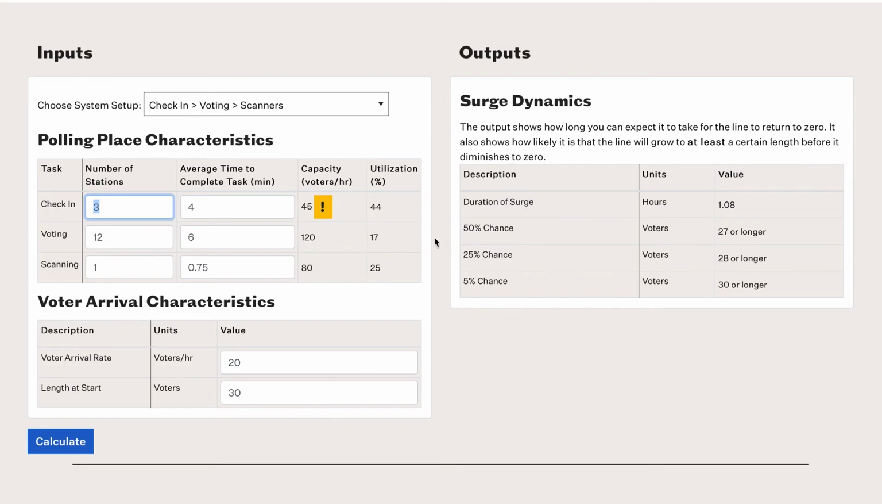But when this says that there's a 50% chance, it means that there's a less than 50% chance that the next number, i.e. 28 and longer, will happen. This is the discrete nature of the problem, so it's just something to keep in mind, especially when the numbers are tight together like this, with 27, 28, and 30 for the 50, 25, and 5% chances. If we click the voter arrival rate back up to 40 voters per hour, we can see that the numbers will space out a little bit more and are likely to be more exactly close to 50%, 25%, and 5%.